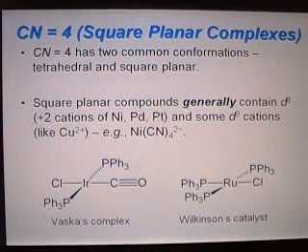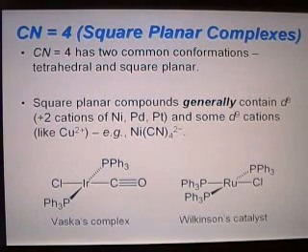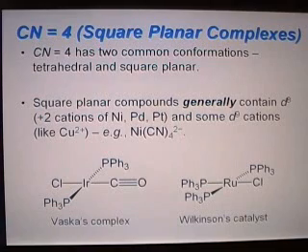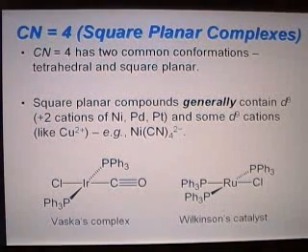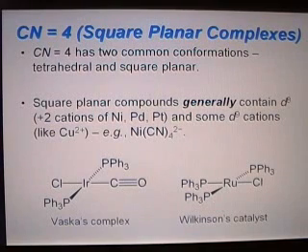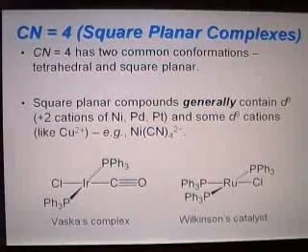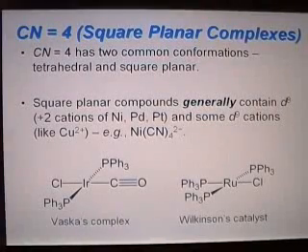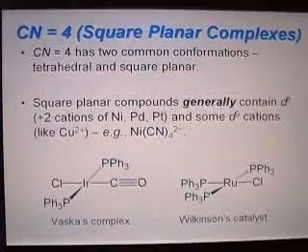Now we're getting into some common coordination numbers that you will observe when you look at coordination chemistry. Coordination number 4 gives two different possibilities for its arrangement of ligands around the central metal cation. First is the square planar complexes.